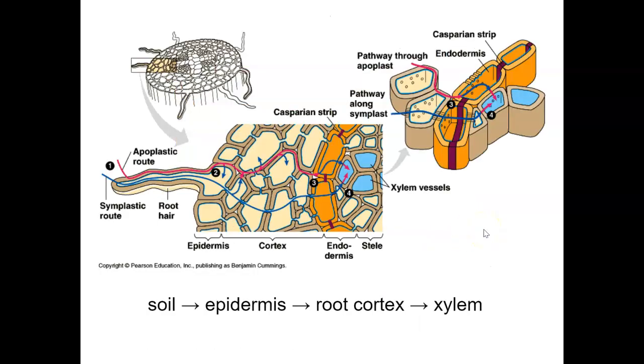So here shows you different routes that water can take. We're going from the soil into the epidermis first, through all this ground tissue, the root cortex, and eventually into the xylem. But there's multiple ways water can do this. Here's one way if you follow the blue line, right?